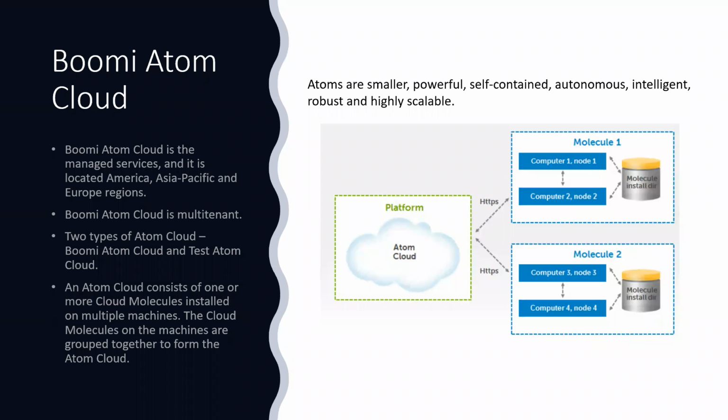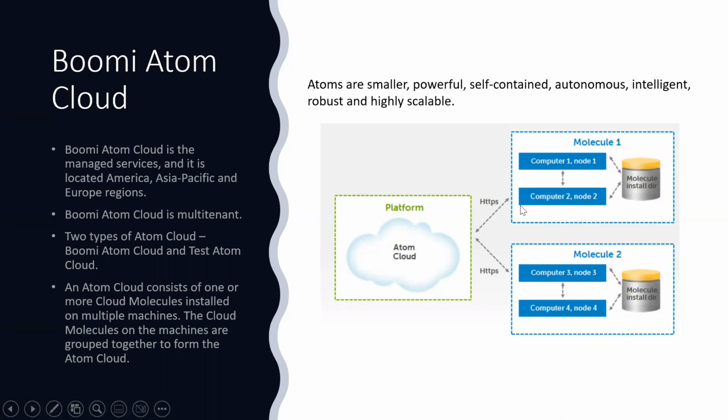A molecule is a group of nodes. Like you can have computer 1 and computer 2, and node 1 and node 2 are sharing the data, and both nodes are clustered in one molecule. Multiple such molecules make one Atom Cloud. Atom Cloud provides its own URL. Whenever you want to send any HTTP request, you send it to the URL provided by the Atom Cloud, and the Atom Cloud will forward the request to any available molecule or any available node.